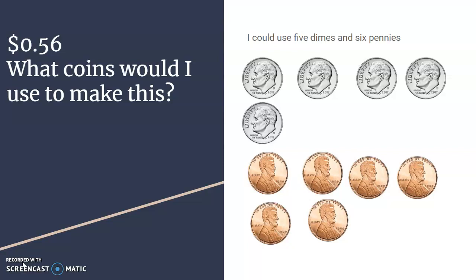So before we learned how to count coins and how to add them together, and now we're going to talk about making an amount when you're given a number. So if I were to give you the number 56 cents, what coins would I use to make this? Now, obviously, there are several options.